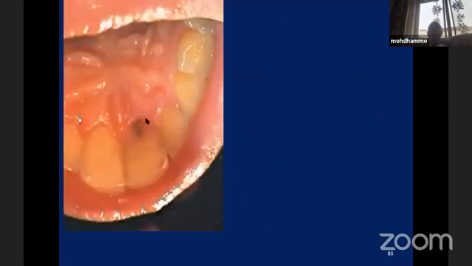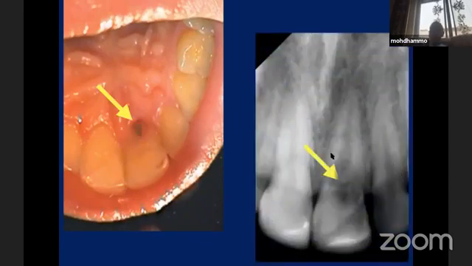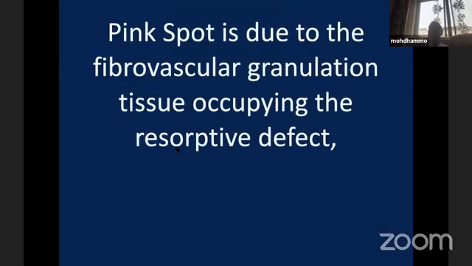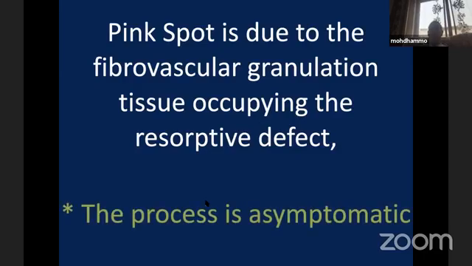Here, this pink spot might be buccal, labial, or palatal. Here it's a palatal pink spot, and this is the cervical resorption. So the first sign is the pink spot. And why does the pink spot occur? The pink spot is due to the fibrovascular granulation tissue occupying the resorptive defect. So the cervical resorption is asymptomatic.